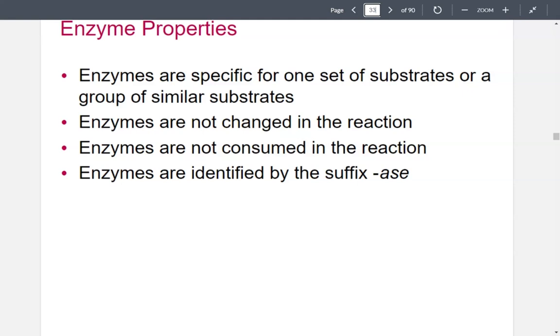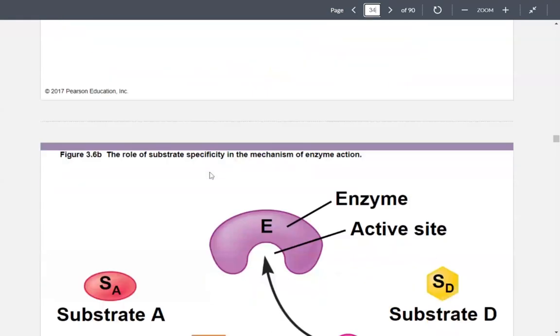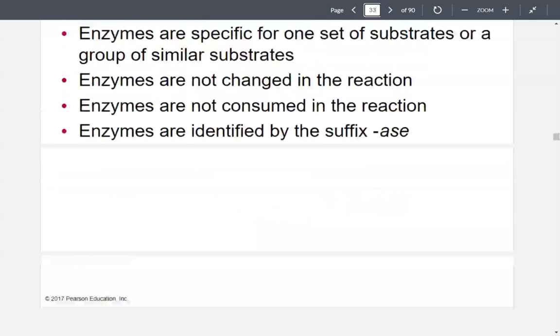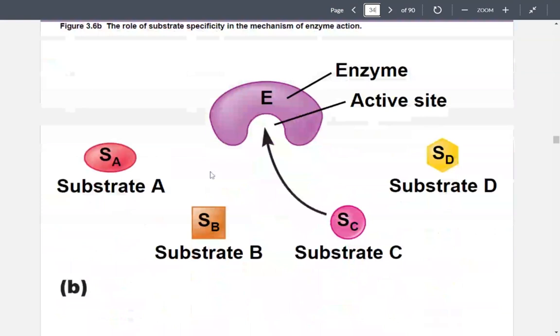These enzymes are not going to be changed, as I mentioned. They are not consumed. And we can always identify an enzyme by ASE, their suffix. Enzymes are always denoted that way. So if you see something like lactase or protease or peptidase, ASE, those are enzymes. If you had medical terminology, hopefully your professor mentioned that already. Just like if it ends in OSE, it typically is going to indicate a carbohydrate.